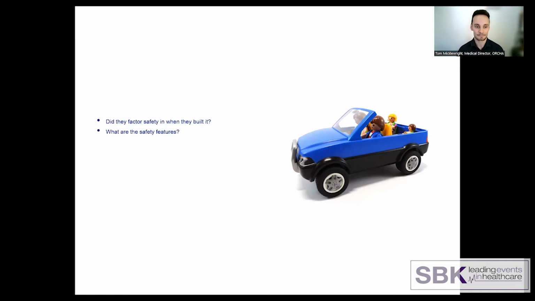Next slide. Well, the specific safety features, you know, does it have beepers if you get too close to the car in front? Does it have airbags? Does it have kind of skid prevention? Do you want to know about specific features? Next slide.